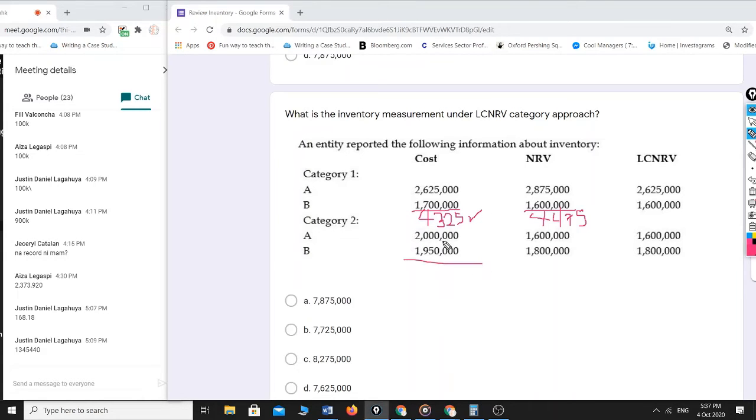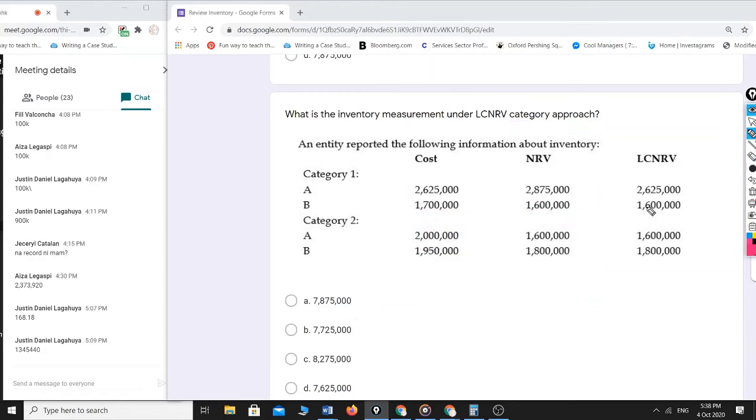For category 2, yung cost is 3,950,000. Okay? While sa NRV, yung amount is 3,400,000. So, for the category 2, we're going to choose the NRV or the net realizable value. Sa category 1, atong gipili kay ang cost. Okay, so add na lang nato ng 2, 4,325 plus 34. So our answer is 7,725,000. Okay, so that is what we refer to as category approach.